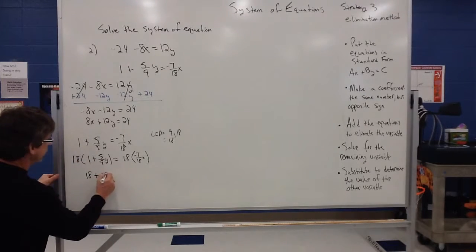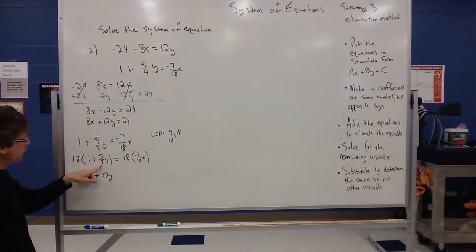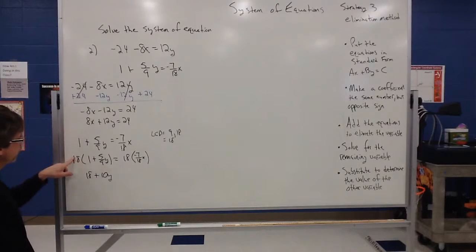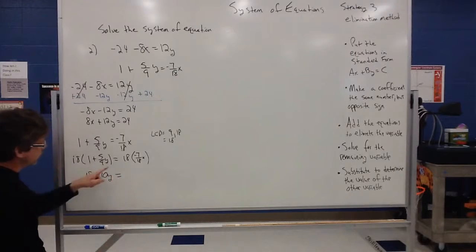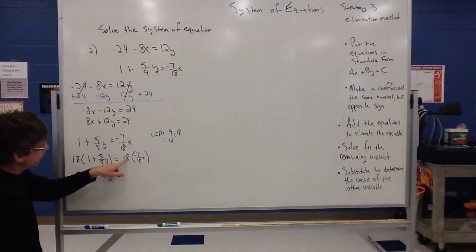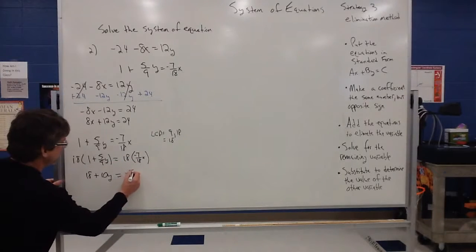That's going to change that into a 10y. So I'm going to go ahead and divide first. 9 goes into 18 twice. 2 times 5 is 10, so that gives me a 10y. Here, since the 18 goes into 18, I'm going to go ahead and just do that. 18 goes into 18 one time. That's going to give me a negative 7x.